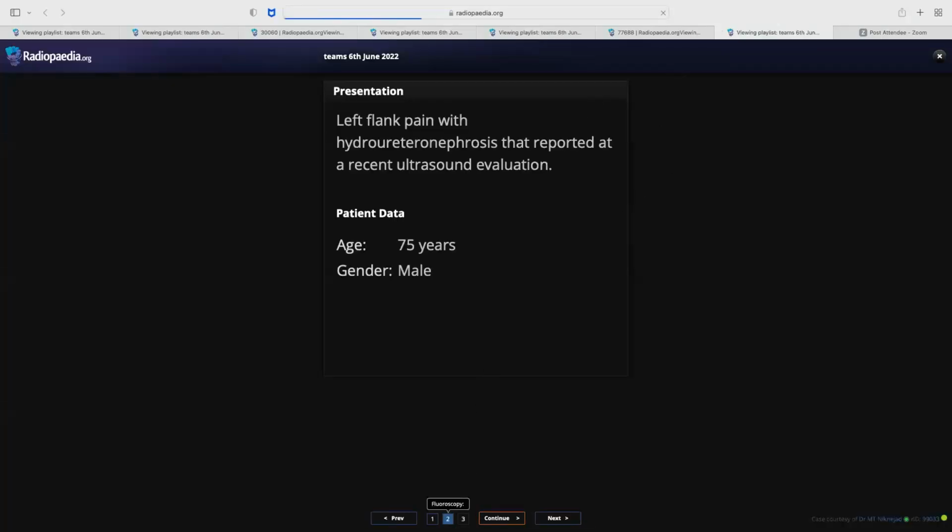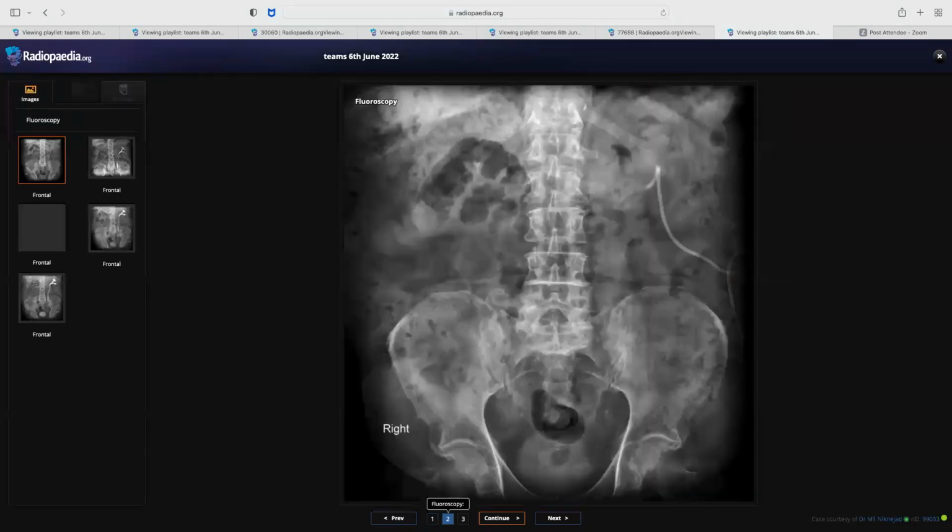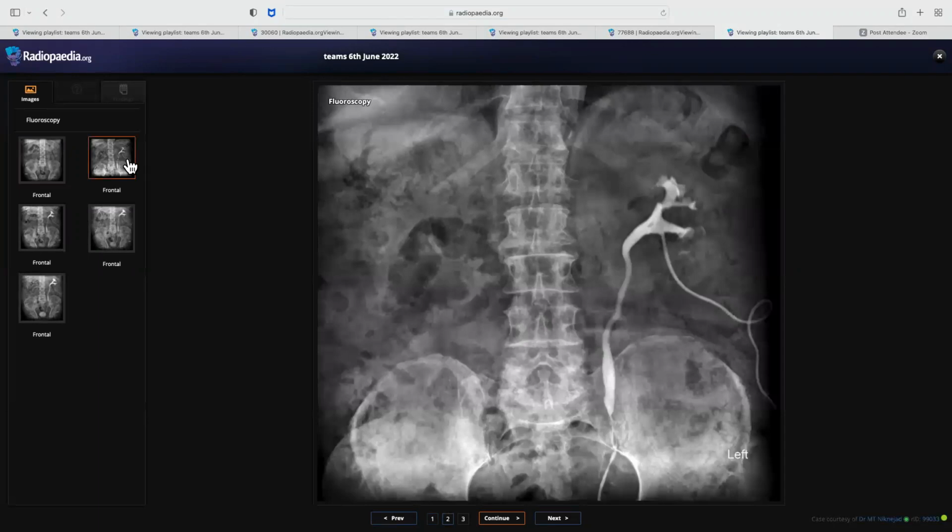So this is a male patient, 75 years old, presenting with left flank pain with hydroureteronephrosis that was reported at a recent ultrasound evaluation. So this is again an IVU series. I can see that a left percutaneous nephrostomy tube is seen, and it is adequately draining the left pelvicalyceal system. The ureter appears mildly dilated at its proximal upper two-thirds. The background of the iliac bones shows multiple lytic and sclerotic changes.